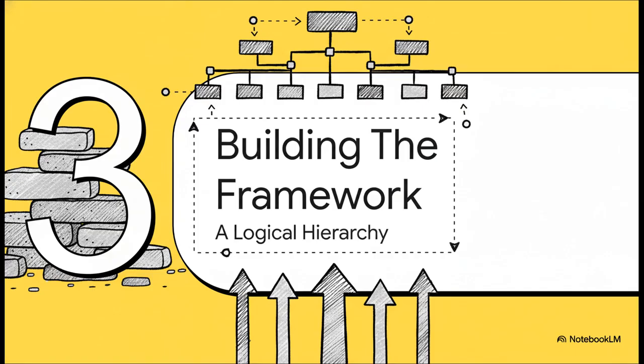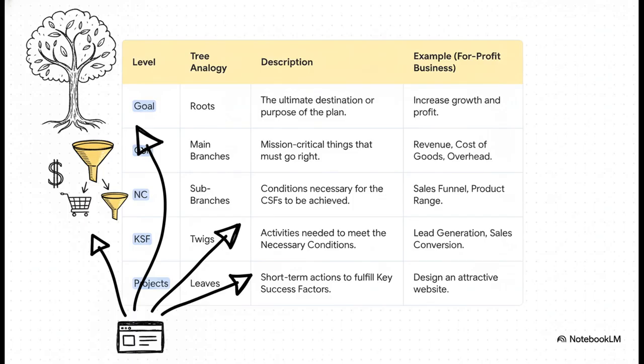Because the real magic of the strategy tree is how everything flows together in this really logical, cascading way. Okay, check this out. It all connects. So down at the roots, we have our goal, increase growth and profit. Simple enough. Now, for that to happen, one of the main branches, a critical success factor, is revenue. Okay, makes sense. But how do we get revenue? Well, a sub-branch, a necessary condition, is having a solid sales funnel. And to make that funnel work, we need lead generation. That's a twig or a key success factor. And finally, all of that leads us to a single leaf, a project, design an attractive website. See that? There's a perfect logical line from that one small project all the way back to the main goal.